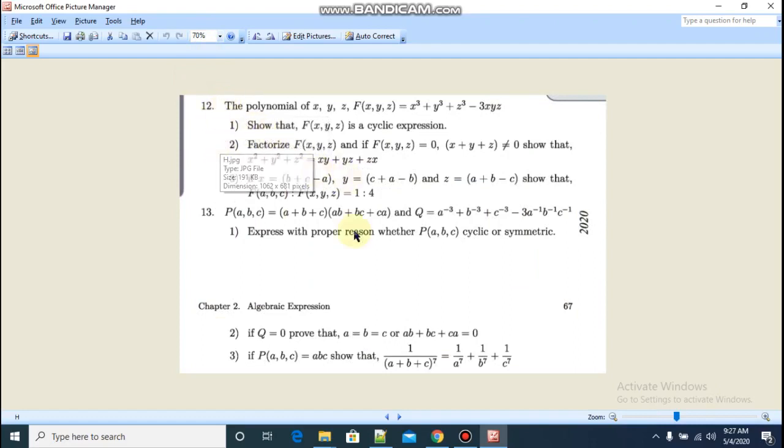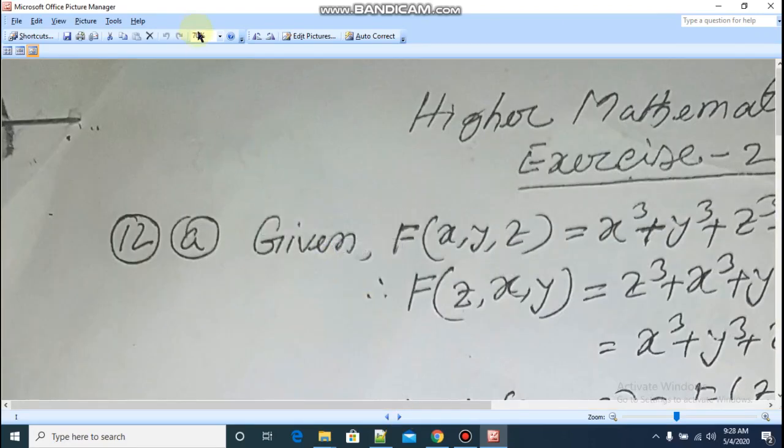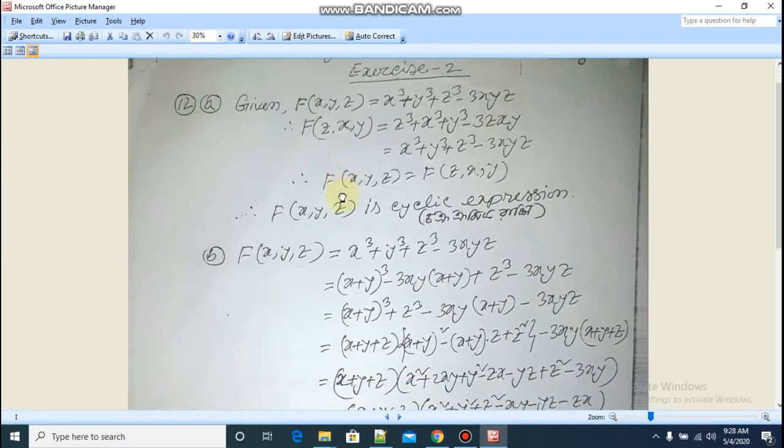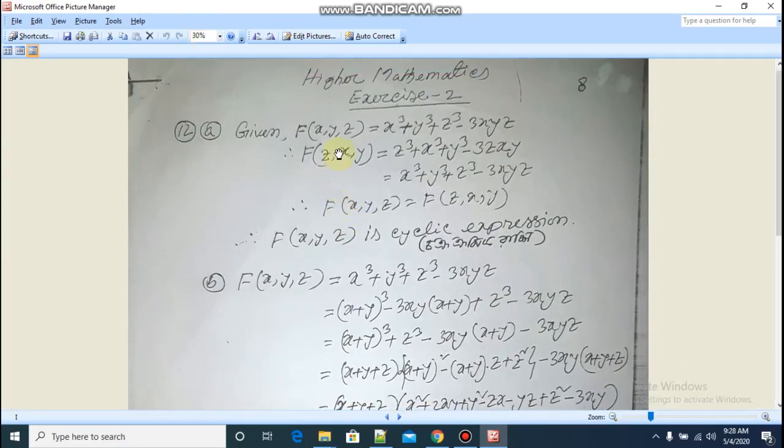Here are two CQ questions from your textbook. First one, the polynomial of x, y, z, f(x, y, z) equal this. Show that this is a cyclic expression. Given f(x, y, z) equal this, what is a cyclic expression?